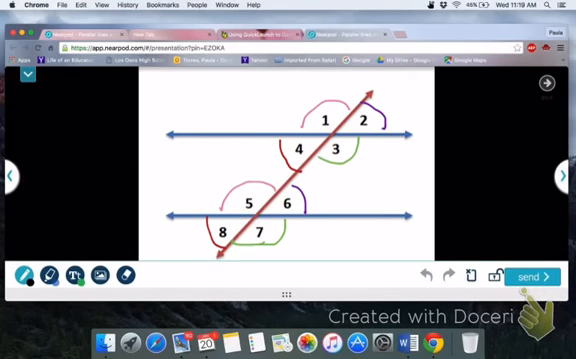So you'll notice that 2 and 6 are in purple, they're corresponding. 3 and 7 are in green, they're corresponding. 1 and 5 are in pink, they are corresponding, again, both same location, top left. And 4 and 8 are in red, they're in the same location, bottom left. They are corresponding.